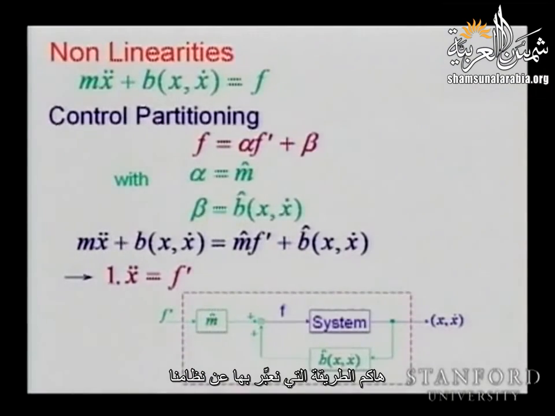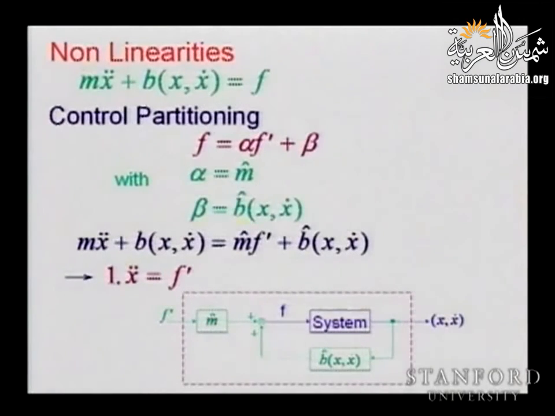Well, here is how we can write this system. So our system was F with the output X, X naught, the state. Basically, what we are doing is we are looking at the model of the system, and we are using X and X dot to estimate B, the nonlinearities in the system, and compensate for them.